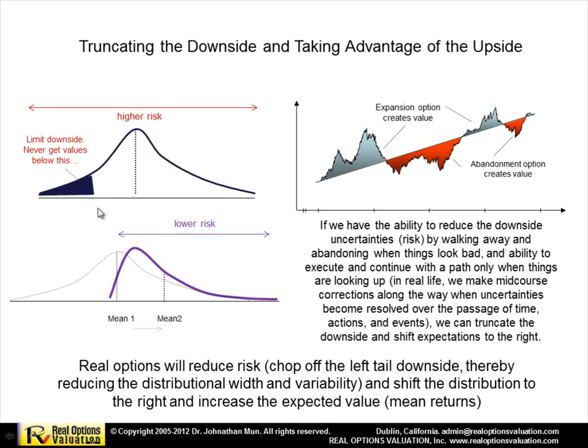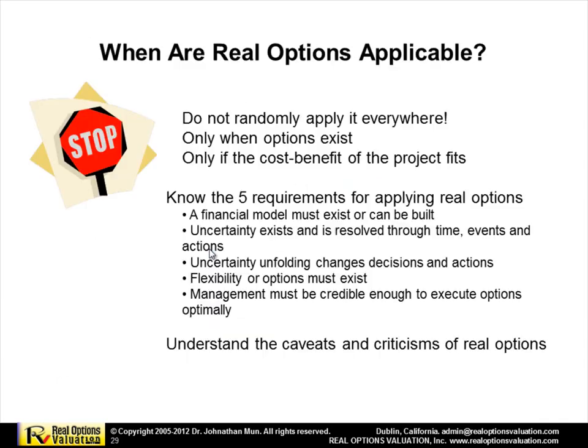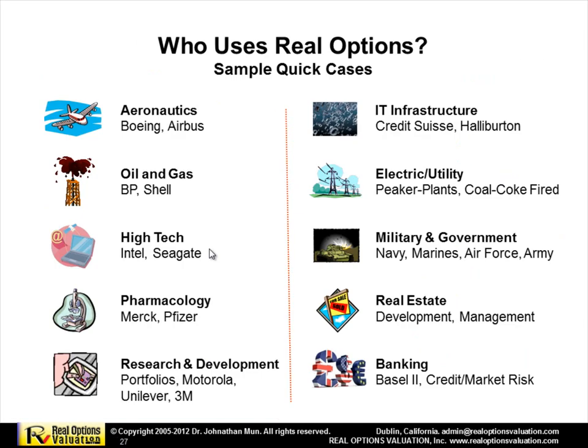So by truncating the left side, you've skewed the distribution, you've chopped off the left tail. And so the mean, the expected value, shifts to the right. So value enhancement. And by chopping off the left tail, you've reduced the width, or the risk. Therefore, you've reduced risk, or risk mitigation, risk hedging. So risk hedging, risk reduction, value enhancement in this case. That's what this option to abandon has actually done for you in this very, very simple example.